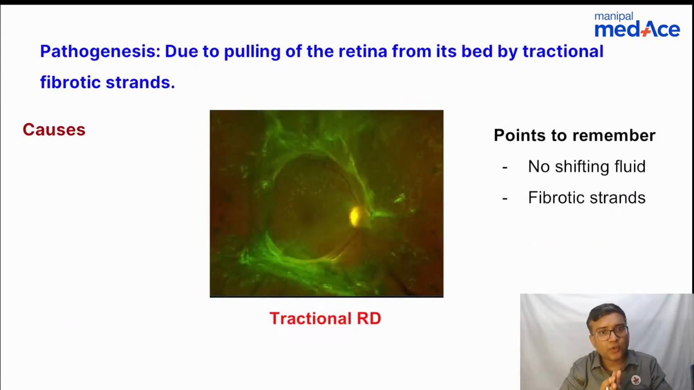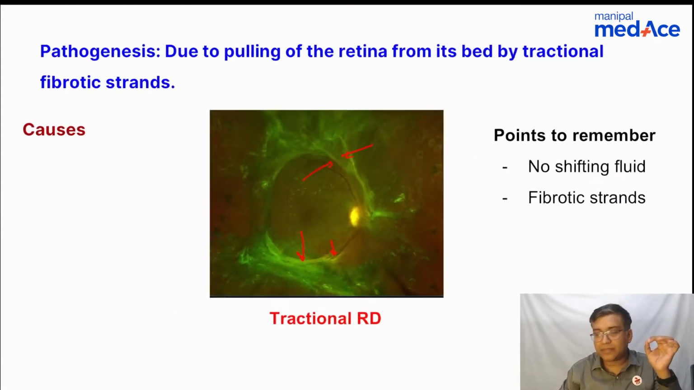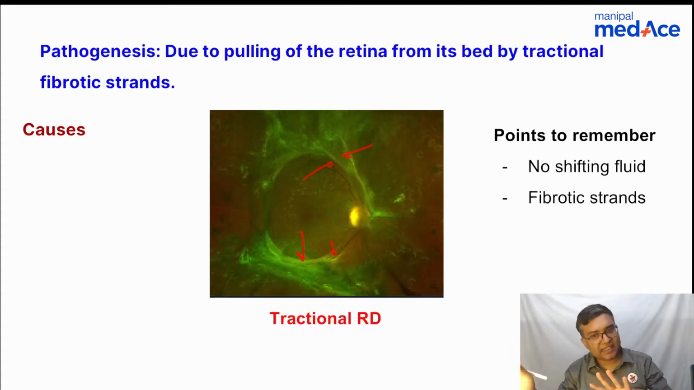Okay, let's move to the next type of retinal detachment, that is the tractional retinal detachment. As the word suggests, there are tractional forces, as you can see, fibrotic strands that are basically causing the pulling of the retina from its bed. This is called tractional retinal detachment. And whenever you are having a tractional retinal detachment, the most important thing to remember here is that there would be no shifting fluid, no flashes, no floaters, unlike in the patients of the rhegmatogenous retinal detachment and exudative retinal detachment. So what you would be getting is a decrease in the vision according to the various places where there is a retinal detachment.